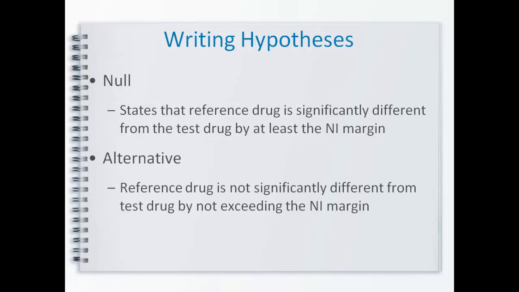The hypotheses for a non-inferiority study take on a slightly different format than other studies that you are familiar with. Typically, the null hypothesis will state that there is no difference between two interventions, and the alternative hypothesis will state that there is a difference. For non-inferiority studies, the null hypothesis instead states that the intervention is significantly different than the comparator by at least the NI margin, therefore stating that the intervention is not non-inferior. The alternative hypothesis states that the intervention and comparator are not significantly different, implying that the intervention is non-inferior.